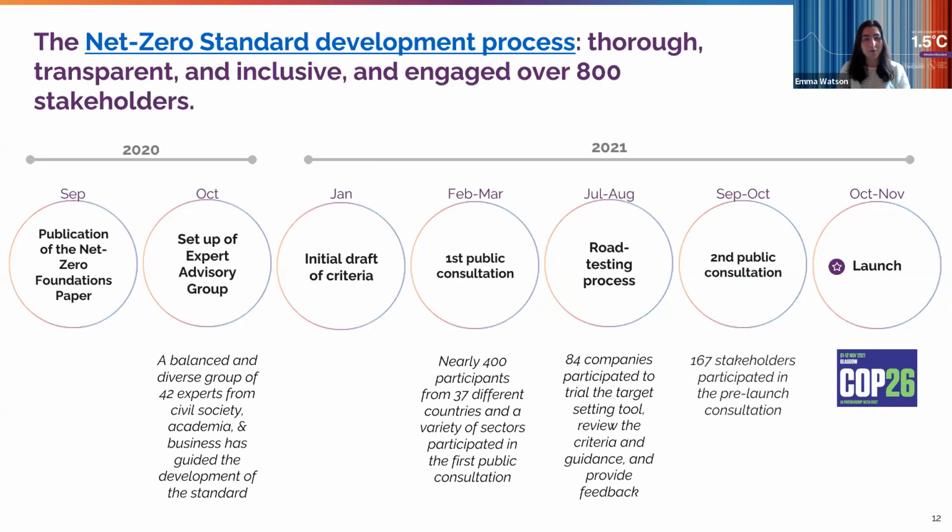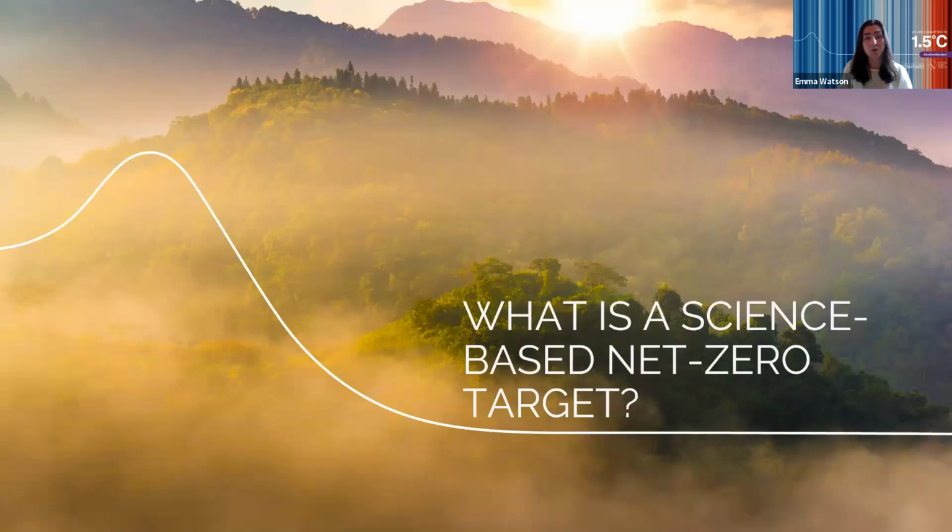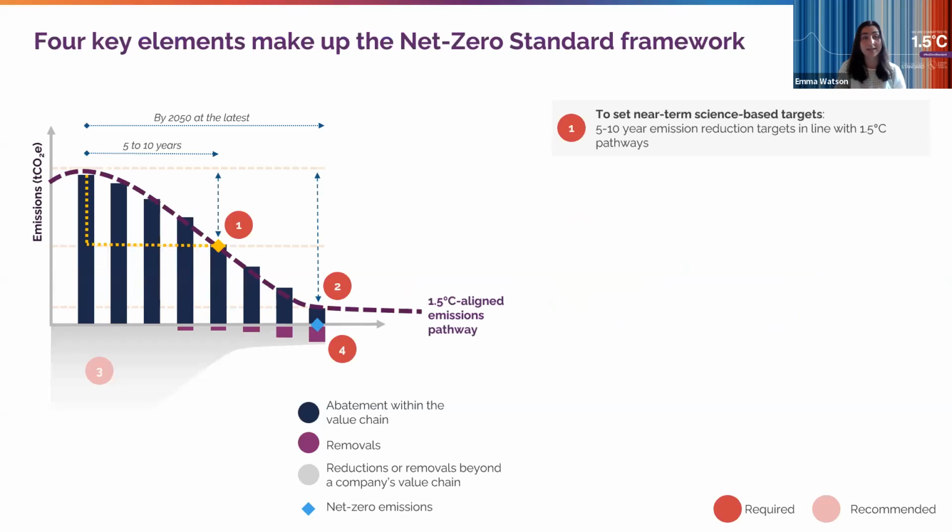So if we move on to the next slide, please, I'm going to walk you through what a science-based net zero target is under the SBTi's framework. The first element of a company's net zero target is a near-term science-based target. These are 5 to 10 year emission reduction targets in line with 1.5C pathways. If you're familiar with science-based targets already, this is what we used to just simply call science-based targets, but we've added that specificity on.